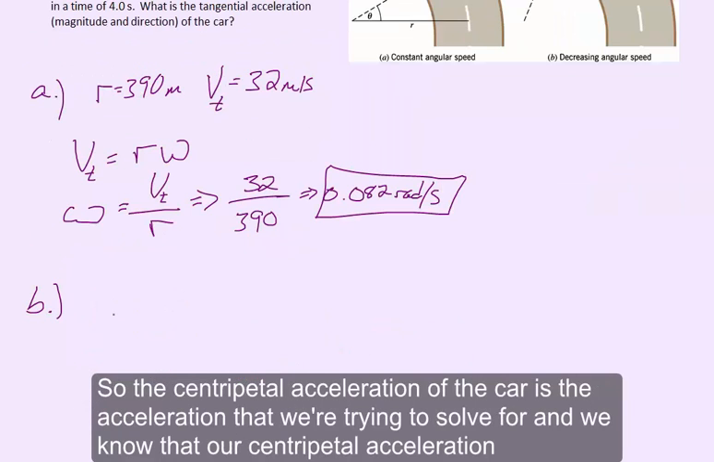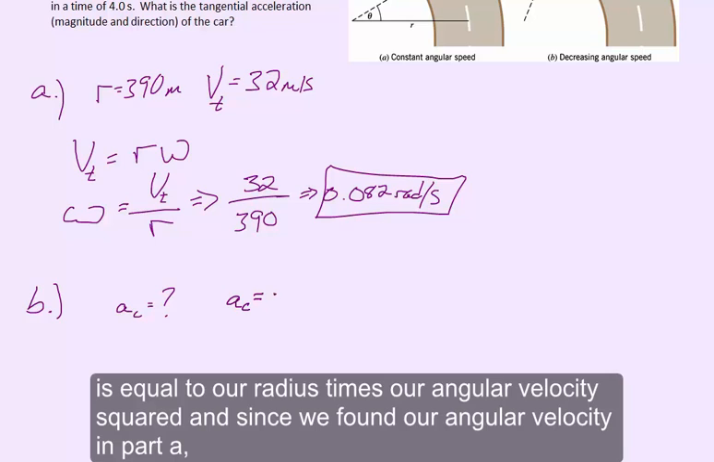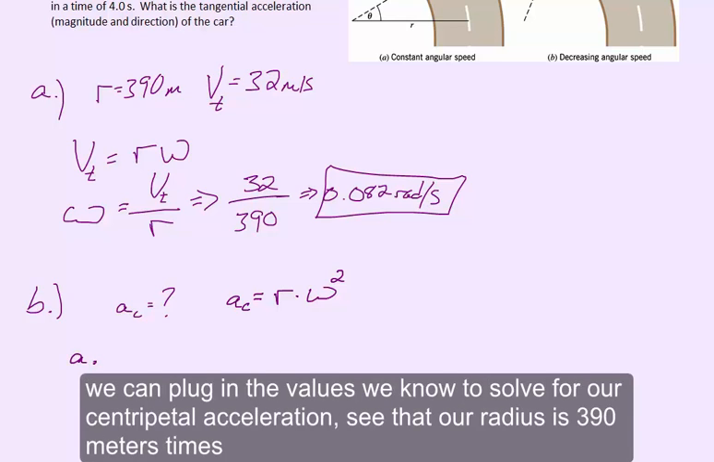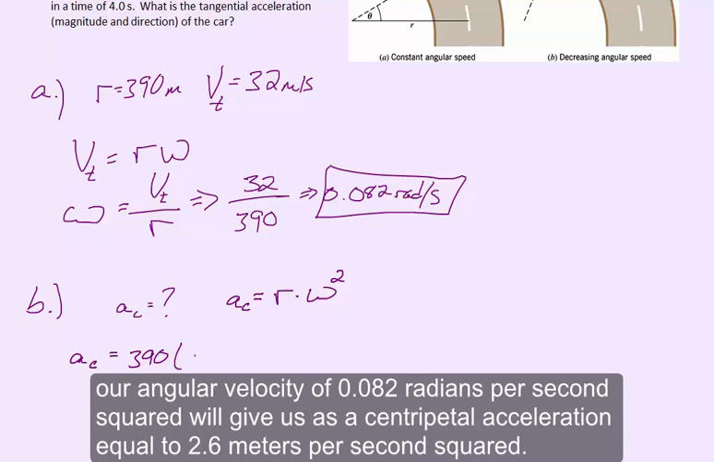In part B, we're asked to determine the acceleration of the car. So the centripetal acceleration of the car is the acceleration that we're trying to solve for. And we know that our centripetal acceleration is equal to our radius times our angular velocity squared. Since we found our angular velocity in part A, we can plug in the values we know. Our radius is 390 meters times our angular velocity of 0.082 radians per second squared, which will give us a centripetal acceleration equal to 2.6 meters per second squared.